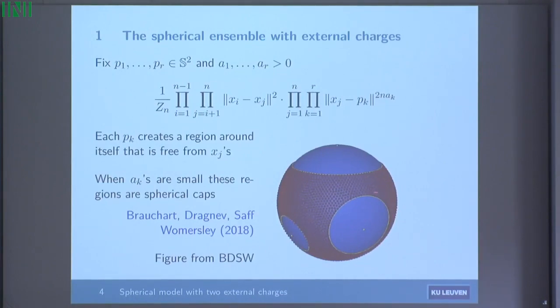And we're interested in this free part. This is called the droplet, if you want. And one result, also from the same paper with Brauchart and company, is that if these charges, these A_k's that appear in the exponent, are small, then each particle p_k creates a region around it that's free from other particles. And these are spherical caps. So these will be disjoint spherical caps.